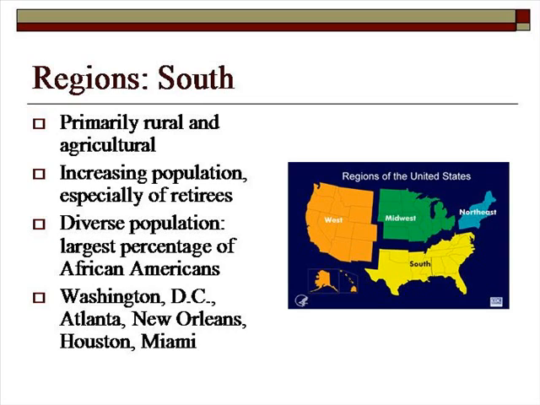You may have some relatives that live in Florida. That's a classic place to retire. But all of the South, and what's called the Sun Belt, is an area where people are moving. It also is a very diverse population. It has the largest percentage of African Americans of any of these regions. And some of the major cities in this part of the country would be Washington, D.C., our national capital, Atlanta, New Orleans, Houston, and Miami.